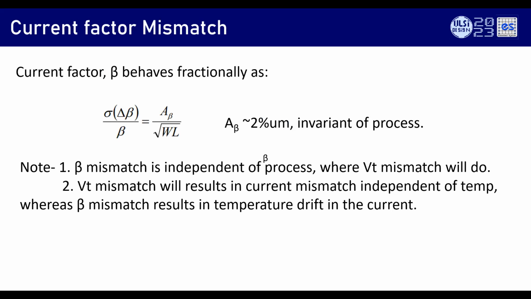Here again you have a current mismatch, beta, which is always given in percentage, A beta by square root WL. One takeaway from this mismatch is that beta mismatch is independent of process, whereas VT mismatch is a function of process. However, VT mismatch will result in a current mismatch which is independent of temperature. The tempco is 0 if you are limited only by the VT mismatch. However, if you are limited by the beta mismatch, you do have a tempco.